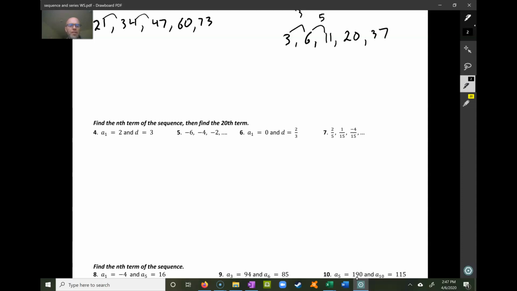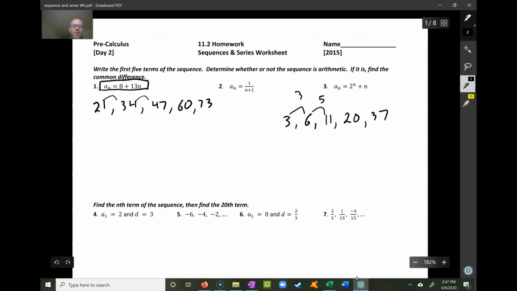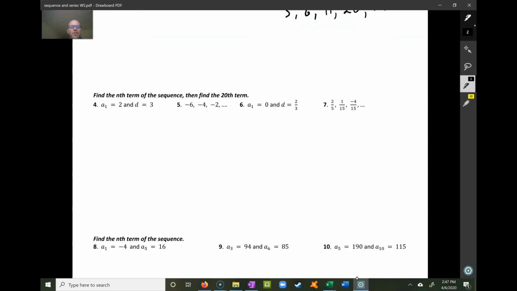This one says find the nth term of the sequence and then find the 20th term. This is some notation that's not very clear. I think it's supposed to imply that this is an arithmetic sequence, otherwise we wouldn't be able to figure this out. When they say the first term is 2, and the common difference is 3, this means that a sub n would be equal to 2 plus 3 times n minus 1.